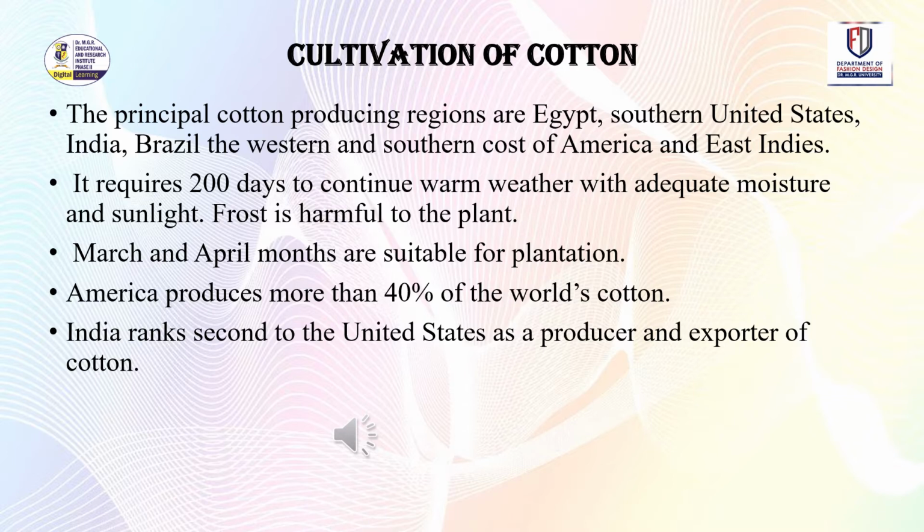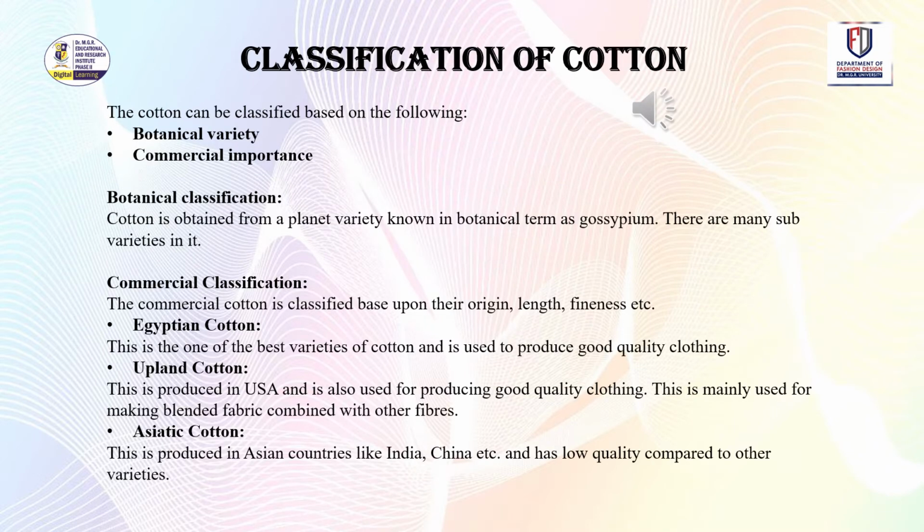America produces more than 40% of the world's cotton. India ranks second to the United States as producers and exporters of cotton. Cotton can be classified based on the following: botanical variety and commercial importance. Botanical classification: cotton is obtained from a plant variety known in botanical terms as Gossypium. There are many sub-varieties in it. Commercial classification: commercial cotton is classified based on origin, length, fineness, etc.